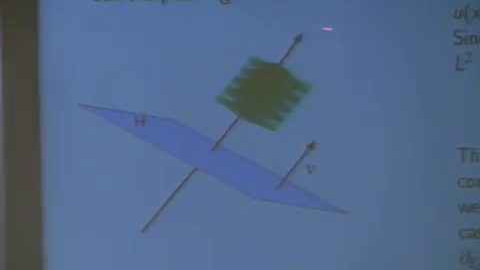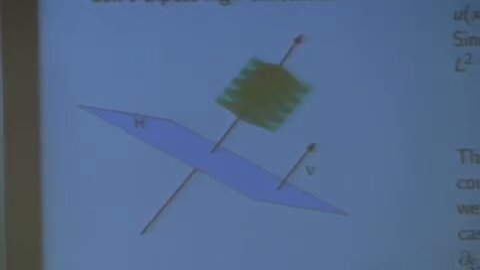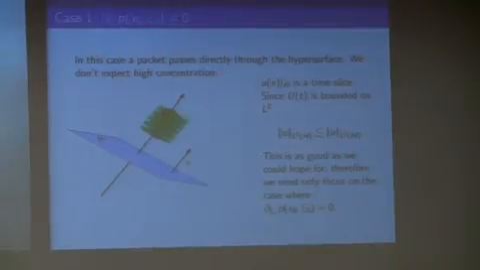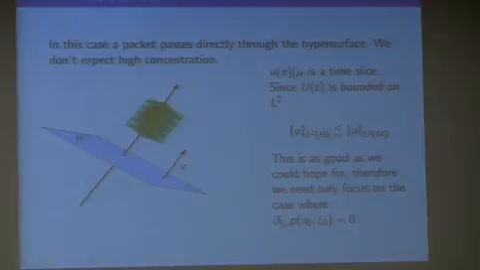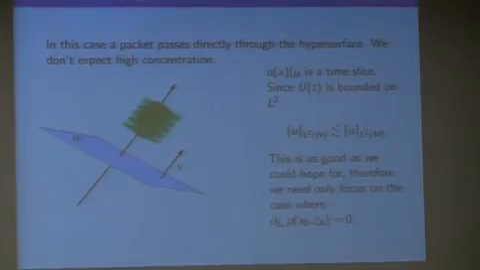So we can say that in that case, because we've created this sort of false time, u restricted to the hypersurface is a time slice of the solution. And time slices are L2 bounded. So what do we say? Well, it says that the L2 mass of u restricted to the hypersurface is bounded by the L2 mass on the whole manifold, which is about as good as you can get. So this is the easy case, and it is always resolved by the point concentration.